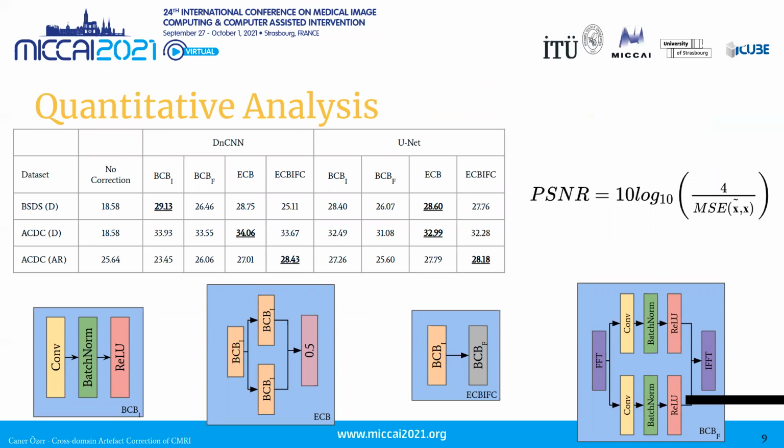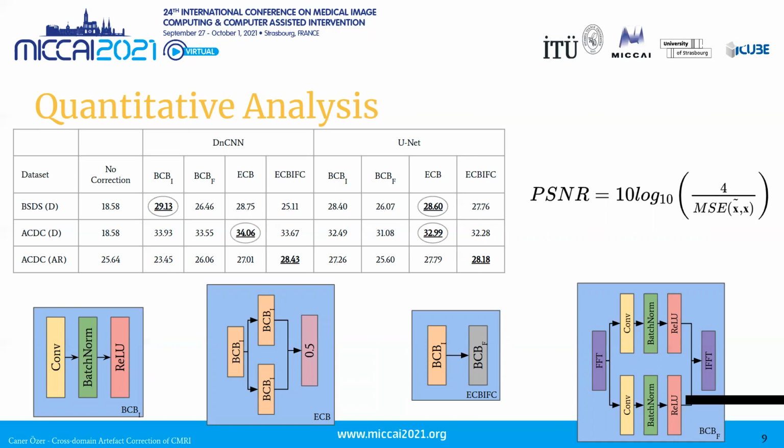For the denoising task of BSDS dataset, we achieve comparable results as a result of using BSBI and ECB blocks, which both work on the image domain. Although frequency domain-based building blocks, BCBF and CBIFC, work up to some extent, they still fall behind the image domain-based building blocks. We also see this pattern for the denoising task of the ACDC dataset, where the use of ECB block outperforms all of the other building blocks.